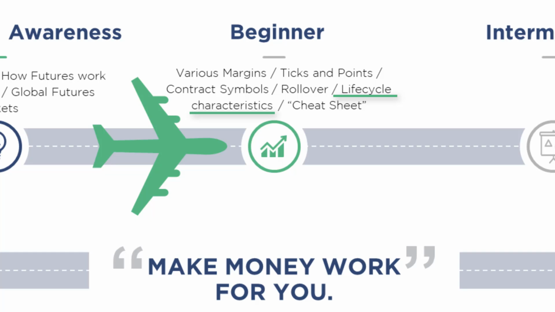Lesson 5, Life Cycle Characteristics. Futures contracts are an obligation between buyers to take delivery and sellers to deliver of the underlying asset. Therefore, any contract must settle and also expire.